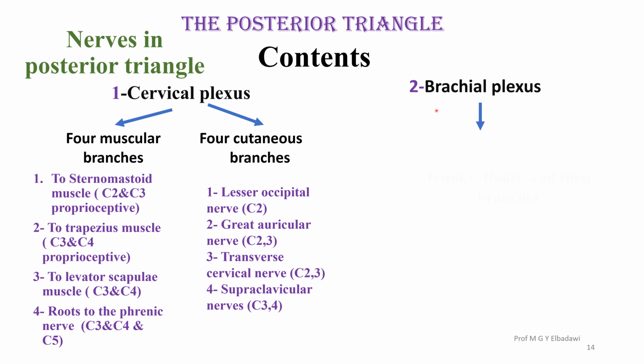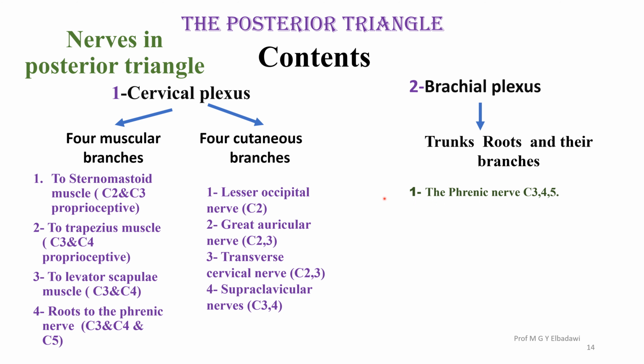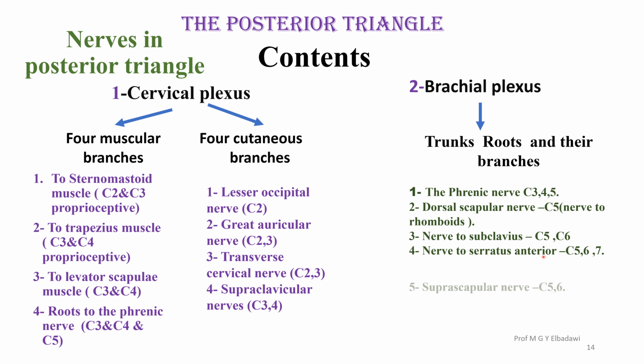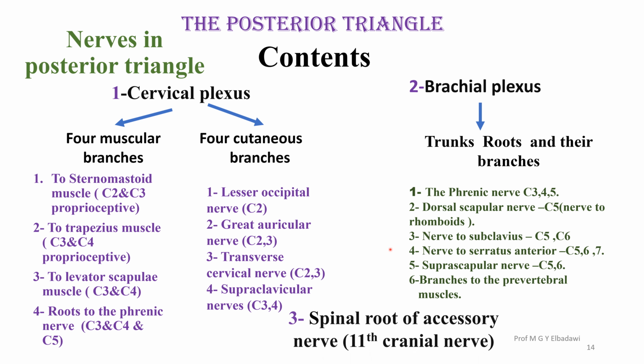The second group is the brachial plexus, which are the trunks and the roots, and the branches which come from the roots or trunks: the phrenic nerve, the dorsal scapular or nerve to rhomboids, nerve to subclavius, nerve to serratus anterior, suprascapular nerve, and branches to the prevertebral muscles. And lastly, the large spinal root of accessory nerve, which comes from the junction between the upper third and lower 2/3 of the posterior border of the sternocleidomastoid, runs along the direction of the levator scapulae to enter the trapezius muscle. These are the nerves.